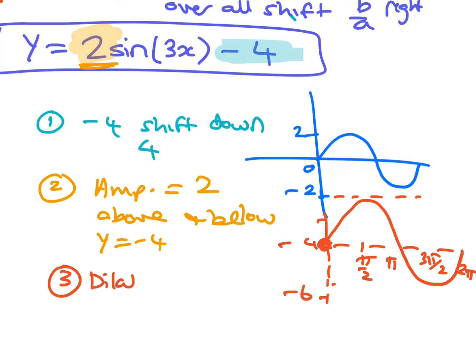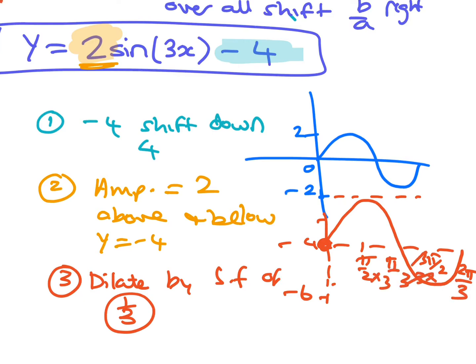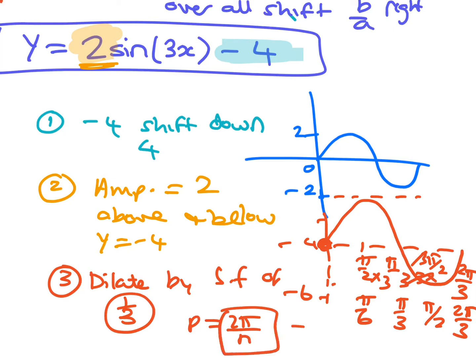You have to dilate by a scale factor of 3, a third. So you're going times 3, times 3, times 3, times 3. The 3s cancel, so you end up with pi on 6, pi on 3. This one would have been pi on 2, and that one's 2 pi on 3. Okay, can you see the period is 2 pi on n for a cos graph? So it'll be 2 pi on 3, which makes sense with this graph.